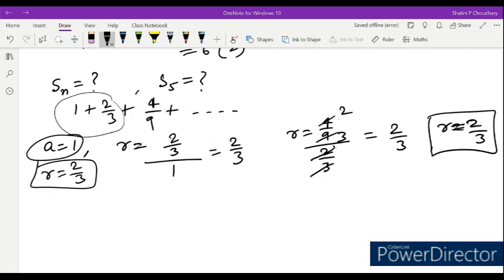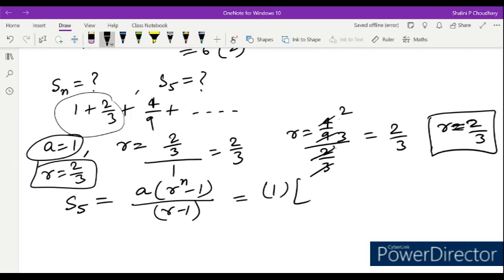So what you have to find out, S5 will be equal to a into r to the power n minus 1 upon r minus 1. Here we will put 5 in place of n, where a is the first term, which is equal to 1, and r is equal to 2 upon 3.